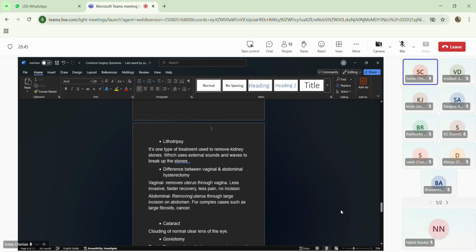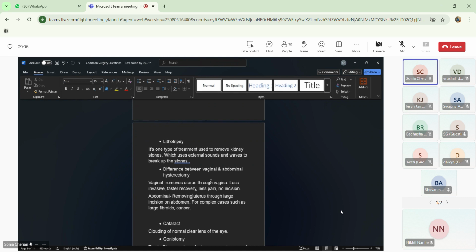Okay, so there are some pros and cons. Actually, in vaginal hysterectomy, the procedure itself is less invasive, and the patient has a much faster recovery, and there is no incision made. Okay, no pain. I mean, not no pain, less pain. Okay, so within 1 or 2 weeks, the patient will be back to work.